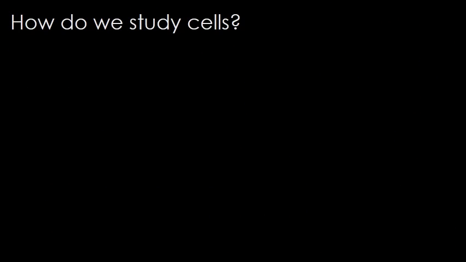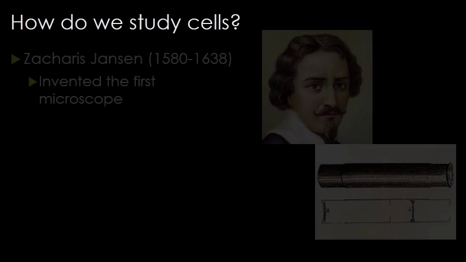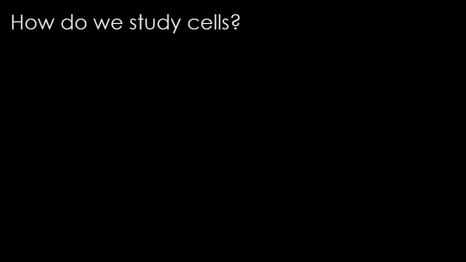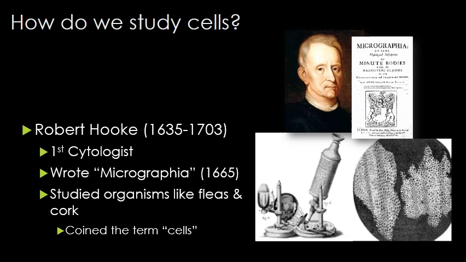How do we study cells? Well, we use microscopes. Zacharias Janssen is credited with inventing the first microscope, possibly with the help of his father, and while very simple compared to today's microscope, was a big step. Second was Robert Hooke. He was the first cytologist, or the first person to study cells, and he actually coined the term cells in his book Microscopy.